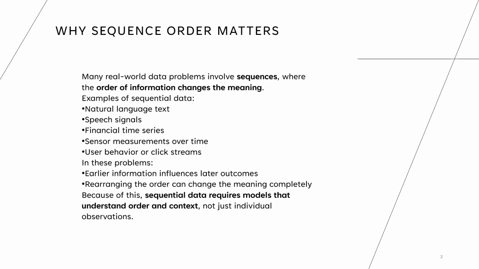Traditional machine learning models often treat observations as separate and independent inputs. But when dealing with sequential data, this assumption breaks down. To correctly model these kinds of problems, we need algorithms that can understand order, track context, and incorporate information from earlier steps in the sequence. This is exactly the challenge that recurrent neural networks were designed to address.